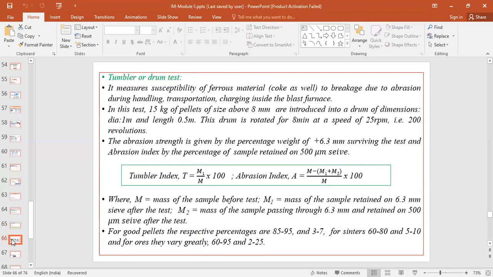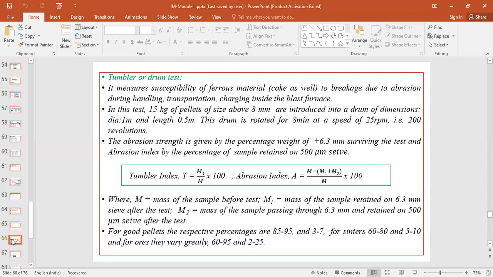For an alternative, you can see the tumbler drum or tumbler index test, which gives an idea about the impact and abrasion resistance of the pellets. So this is the phenomenon which happens inside the blast furnace.